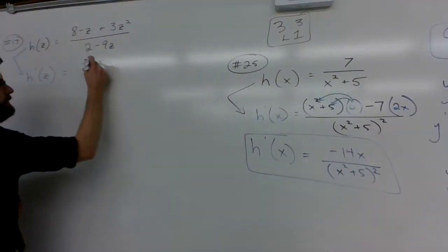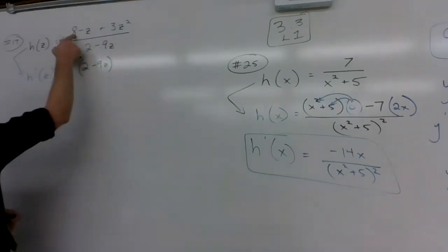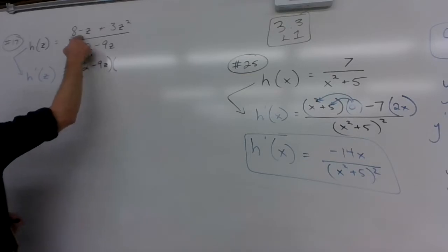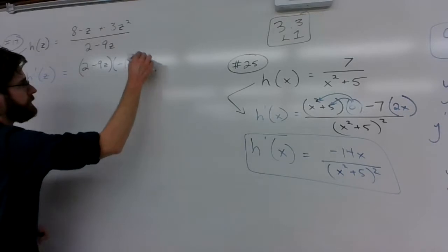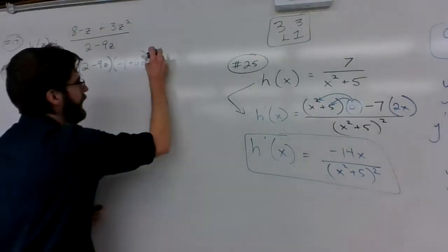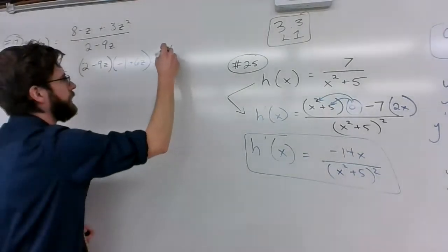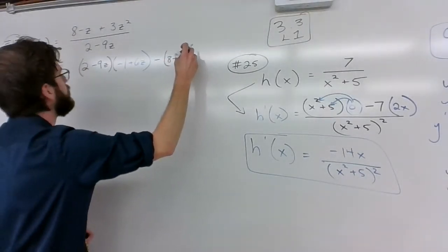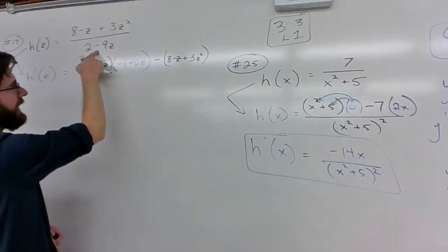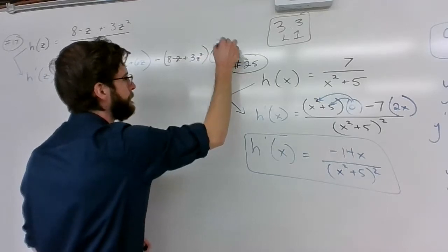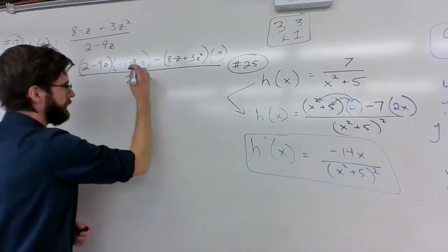Bottom times the derivative of the top. 0 minus 1 plus 6z, minus the top times the derivative of the bottom, 0 minus 9. All of that divided by the bottom squared.